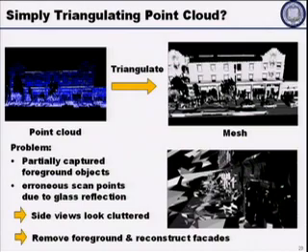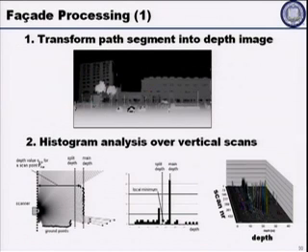This is kind of reinforcing what I just said a second ago. If you just triangulate, you get something like this, which looks semi-okay from the front view, but from the side view, there's all this garbage kind of flying around. So how do we clean it up? We apply standard image processing techniques. We transform each path segment into what's called a depth image. So this is a tree in front of a building, cars in front of the trees, etc.